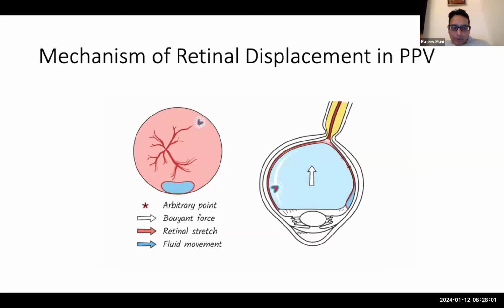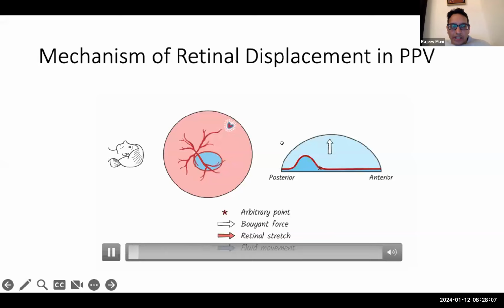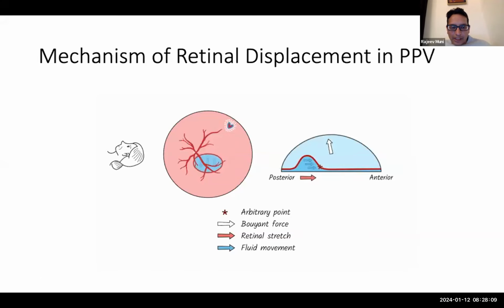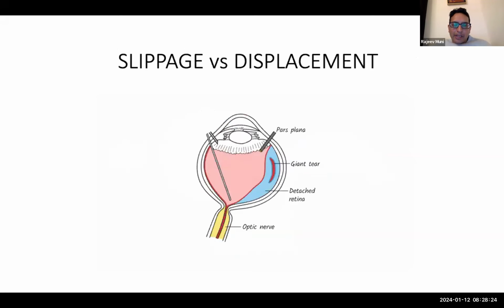And as that forced flow of fluid occurs under the thin elastic retina, that leads to a stretching of the retina. So here's another cross-sectional view showing that subretinal fluid being displaced inferiorly by the buoyant force of the bubble. And that flow of fluid causes a drag and a stretch of the retina, and that's what retinal displacement is.